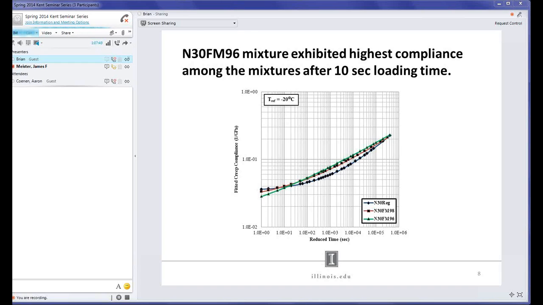I forgot to mention, but Hermione Wang is sitting over there. She did quite a bit of that work as well.